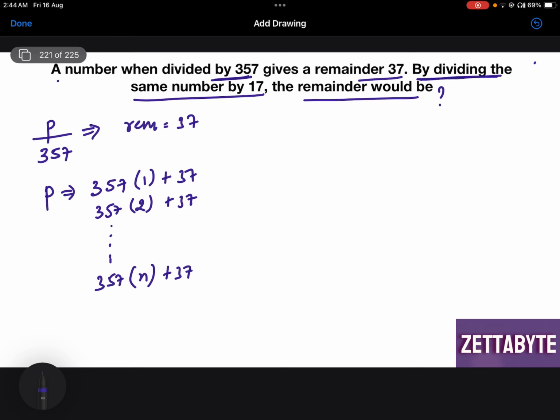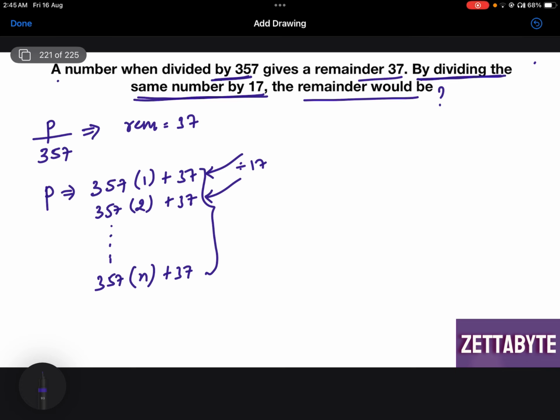Now they say by dividing the same number by 17, the remainder would be what? That means if I'm going to divide this number by 17, I'm going to get the same remainder. If I'm going to divide this second number by 17, I am going to get the same remainder. Because if it wouldn't be the case, then why would this question even exist? This question exists because every number, if divided by 17, yields the same remainder.